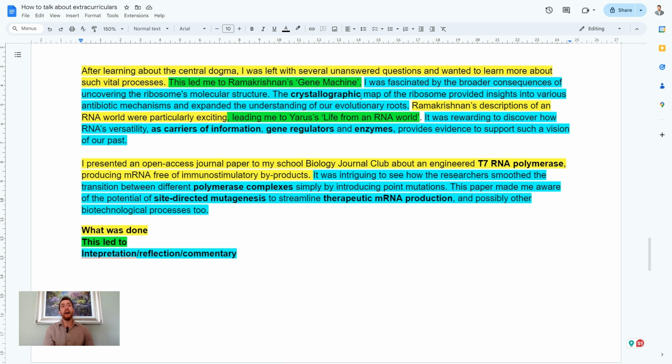So if you don't have much detail, you're not using key terminology, the admissions tutors are just going to assume you didn't really understand what you did or what you read, or that you engaged with it in a superficial way.